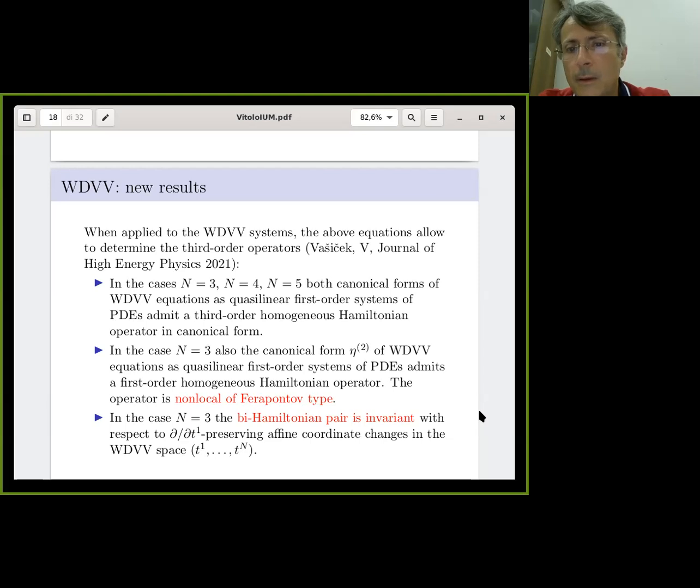So in the case n equals 3, we also proved that the bi-Hamiltonian pair is invariant with respect to the invariance group of the WDVV equations. And this means that whenever you find the bi-Hamiltonian formalism on one canonical representative, then it goes along the orbit. And this means that every WDVV equation can be represented in the form of a hydrodynamic type system, which is bi-Hamiltonian, in the case n equals 3, which is quite restrictive, but still it is something.